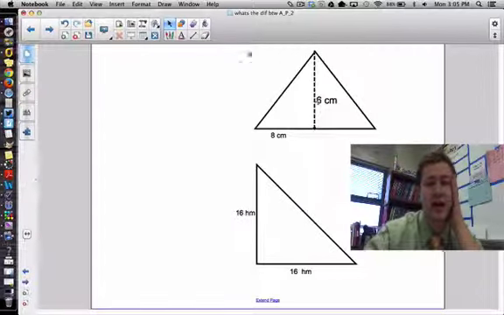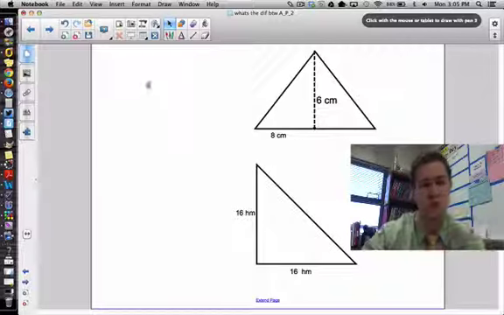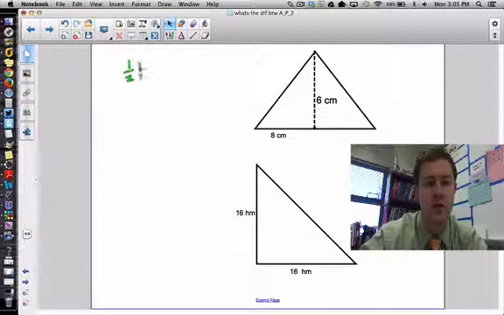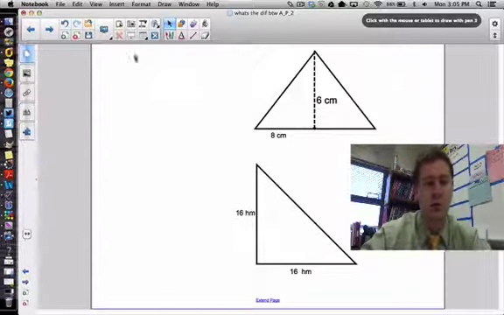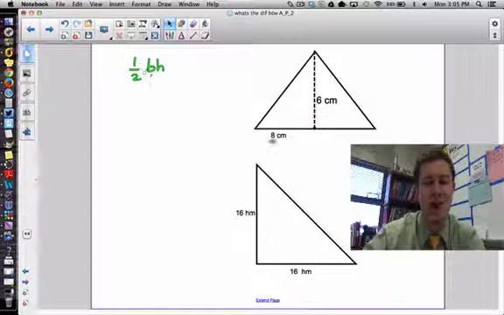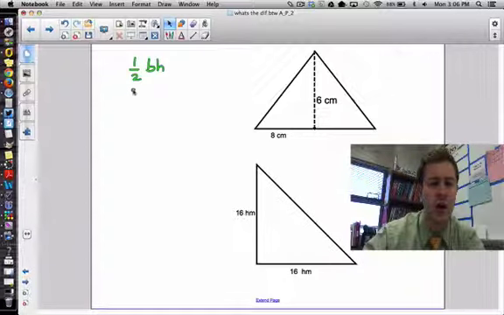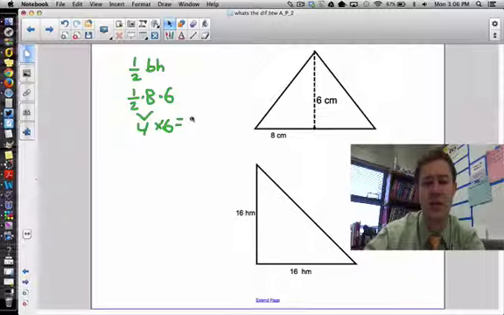So let's take a look at it here. I got a triangle here that has 6 as a height and 8 centimeters as its base. And so what we would do is take our formula, 1/2 base times height, and plug in my values. 1/2 of my base, which is 8, is 4. So I could do 1/2 times my base, which is 8, times my height, which is 6. I could do this ahead of time. 1/2 of 8 is 4, times 6. That's going to equal 24.